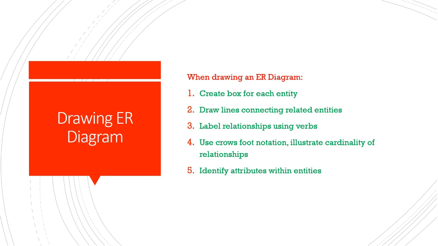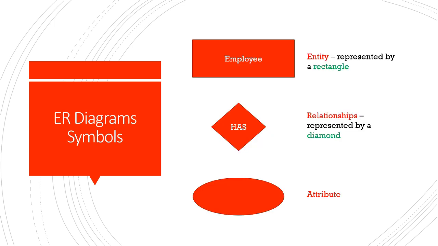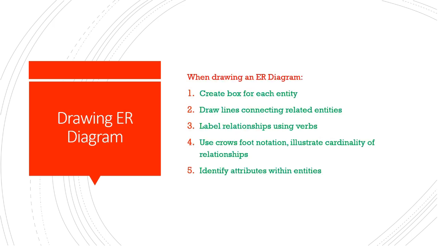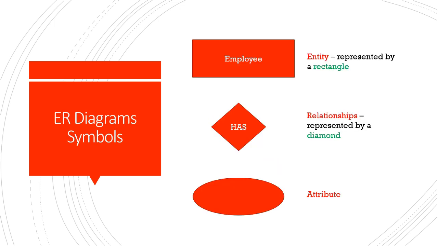When drawing an ER diagram, you'll create a box for each entity using that symbol. You will then draw lines connecting all these related entities. You will then label the relationships using verbs, and you will use crow's foot notation to illustrate the cardinality of relationships. This is essentially just drawing one line from the other, and if you have no little spokes coming out, then that's a one-to-one relationship.